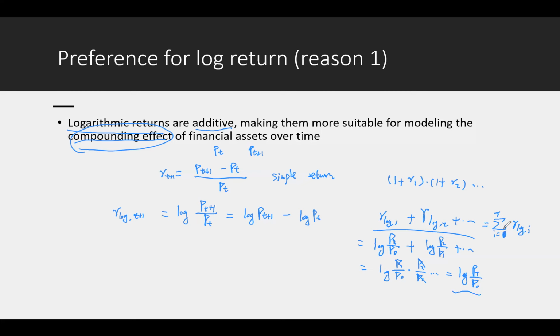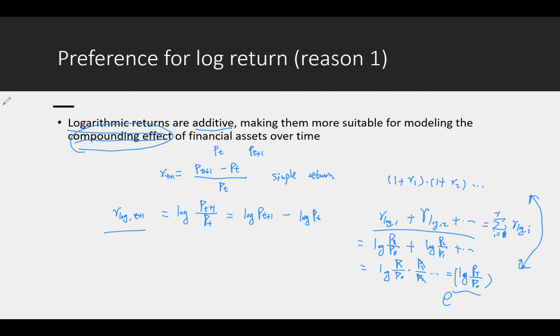Okay, so now the question is, are they the same? Is this equivalent to each other? So to make them equivalent, you can just take the exponential of this guy here, and then they will be equivalent to each other. All right, so it's just one extra step. All right, so the key takeaway from this slide is that it is easy to do the compounding using the log return. Right.